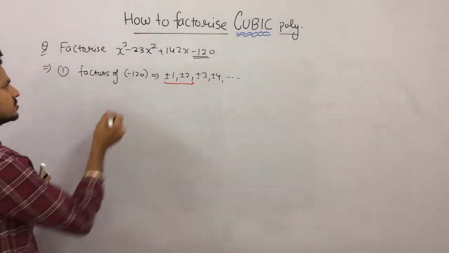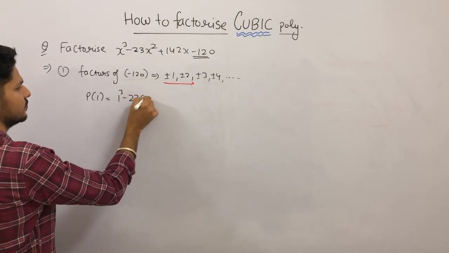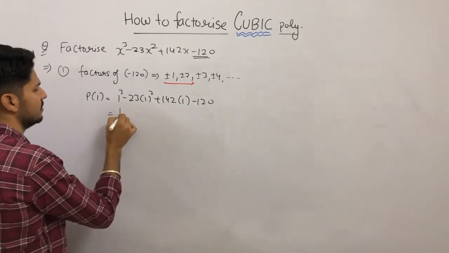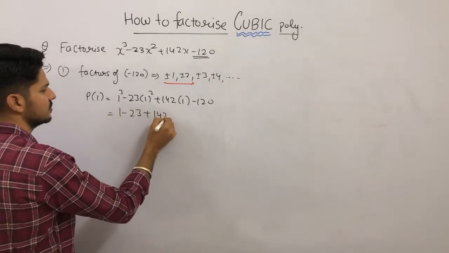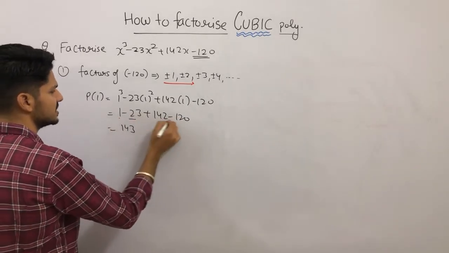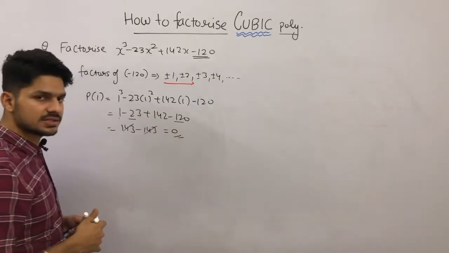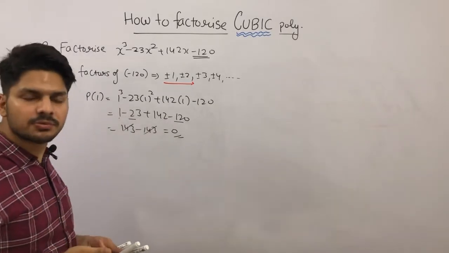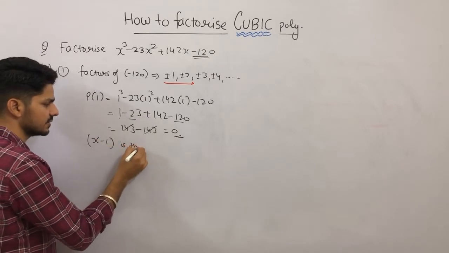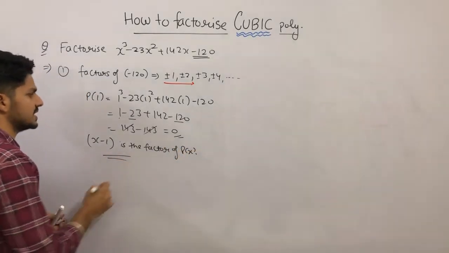Okay, let us try. So P of 1 will be 1 cube minus 23 into 1 square plus 142 into 1 minus 120. So it will be 1 minus 23 plus 142 minus 120. Okay, so 1 plus 142 is 143. Minus 23 and minus 120 will give me minus 143. Oh, these cancelled out. So it means you have achieved the root in first step only. So if 1 is the root, then x minus 1 is the factor of P(x). So step 1 is over.